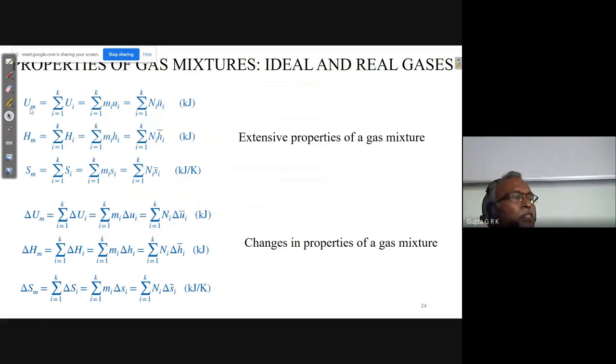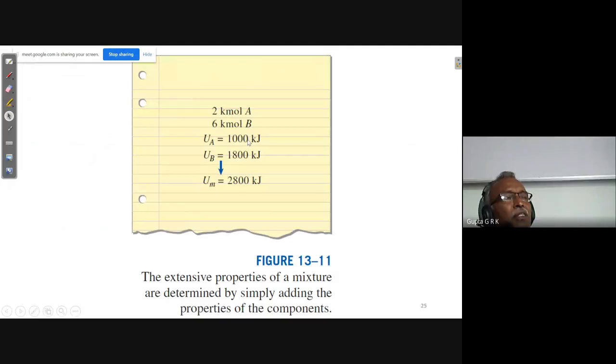So here, the extensive property of the mixture is equal to the sum of the extensive properties of the components. To understand this, the figure is given here. If I have 2 kilomoles of A and 6 kilomoles of B, each having internal energy of 1000 kilojoules and 1800 kilojoules, the internal energy of the mixture is just the algebraic sum of these two, 2800.